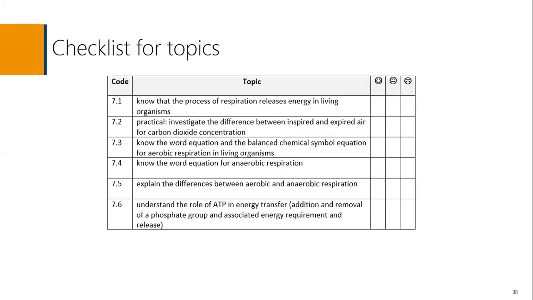So this is a type of checklist that they may be given when they're learning about respiration and gas exchange. There's 3 columns. So they need to go through and tick whether they feel very happy with that part of the specification, whether they are okay with it, or whether it's an area that they feel they need to go back and revisit. So it's a good idea to encourage your students to be doing this on a regular basis.